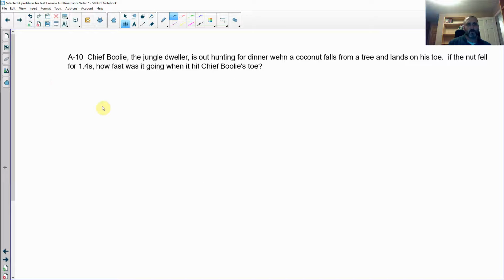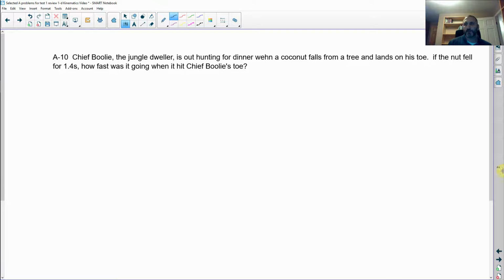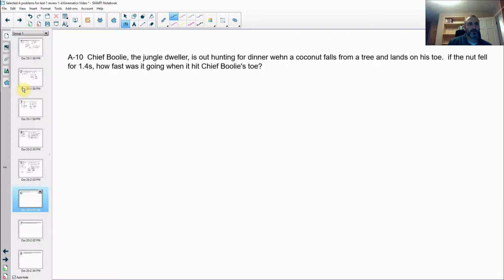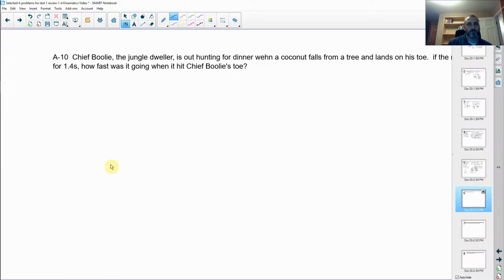Let's look at another one. Number 10. I don't have very many for us to deal with. I want you to be efficient when you're studying. So I've got 10. I've only got 2 more after this, so there you go.